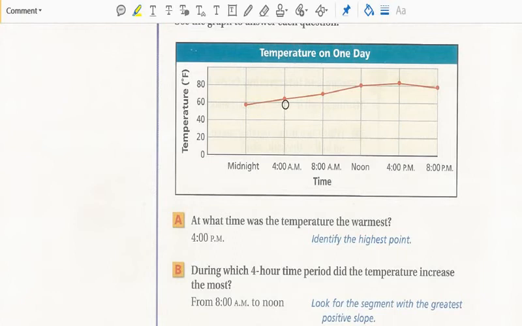Maybe it's from 61 to 65 or 70, from 70 to 80, 80 to 81. 81, then it goes down backwards, so it's 79. So in which period did it change the most, our greatest positive slope? It's between 8 a.m. and noon. You can see the difference between them. So it's between 8 a.m. and noon, right?